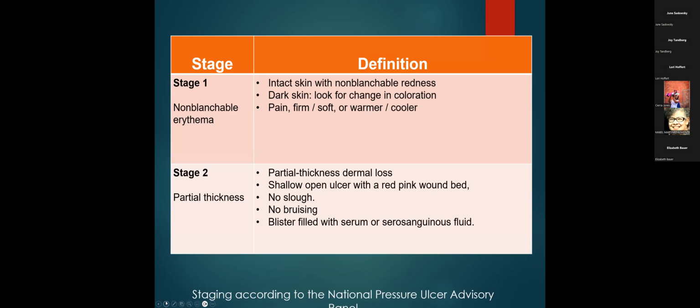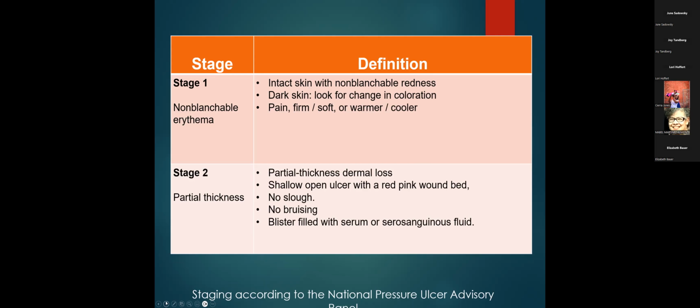So there's different stages of wounds. So the stage 1 is basically the skin is intact, non-blanchable redness. In people of color, you need to look for changes in coloration, usually a darkening of an area. There may be pain, and it may either be warm or it may be cooler skin compared to other areas.